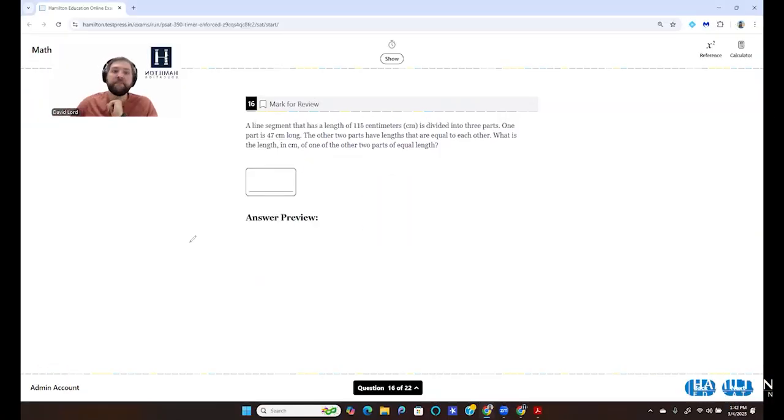Question 16. A line segment has a length of 115 centimeters and is divided into 3 parts. Okay, so we have a line segment, and we know the total is 115. One part is 47, so I'm going to go from here to here, approximately 47. The other 2 parts have lengths that are equal to each other. So that's going to be x and x. And we know the total must equal 115.